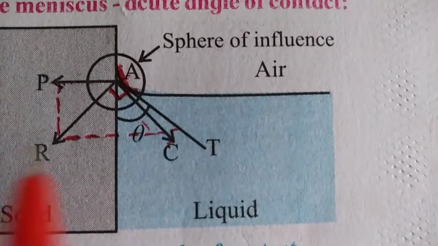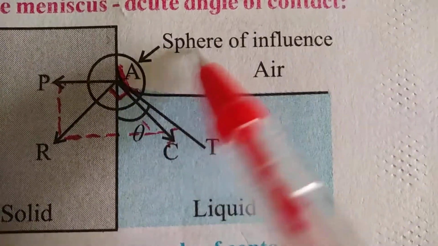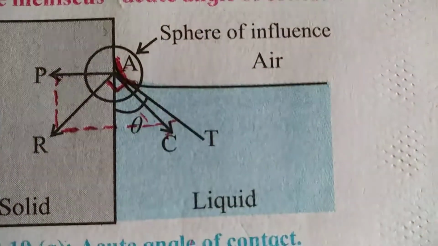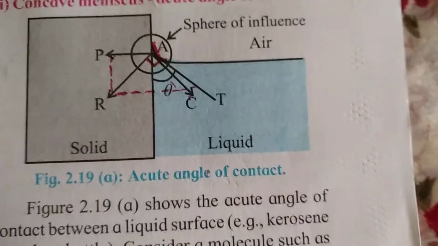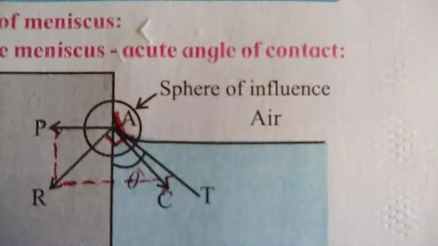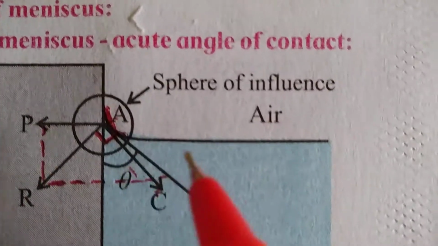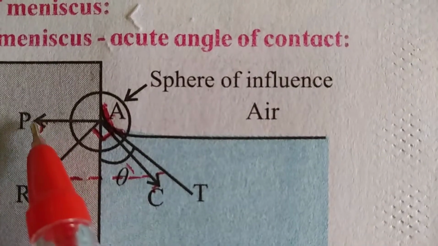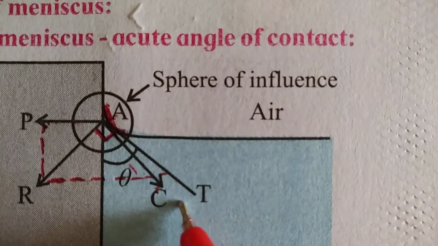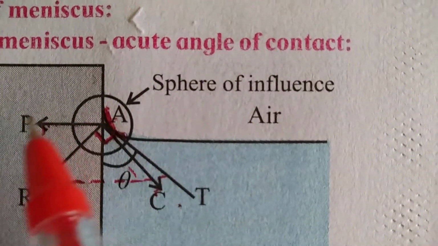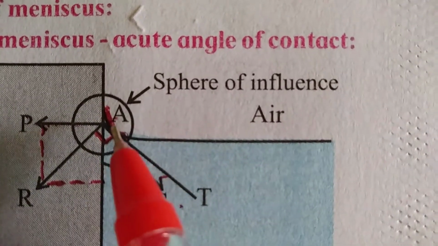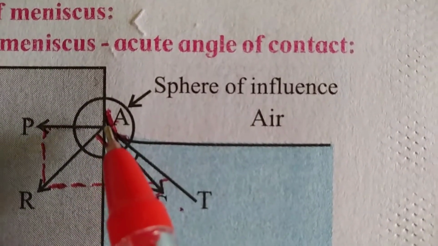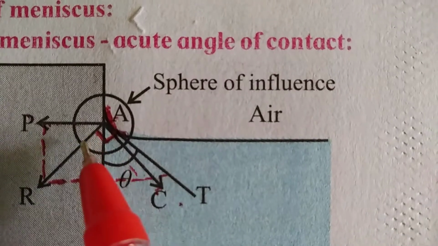Now there is also an adhesive force due to the air, but as it is very small, we neglect the adhesive force due to the air molecules. This is the adhesive force due to the solid, and this is the cohesive force due to the liquid. These are the two forces. Now we have to find the resultant of these two forces, so we just add them.